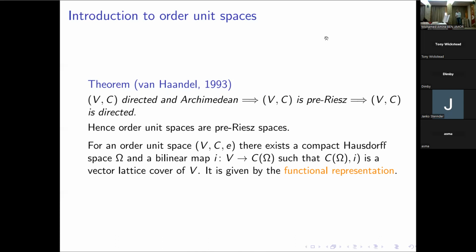So in particular, order unit spaces have an order unit, so they are directed. The cone was assumed to be Archimedean. So order unit spaces are pre-Riesz spaces, so we can embed them. And Anke explained that we can embed order unit spaces, especially in the space of continuous functions, by using that functional representation.